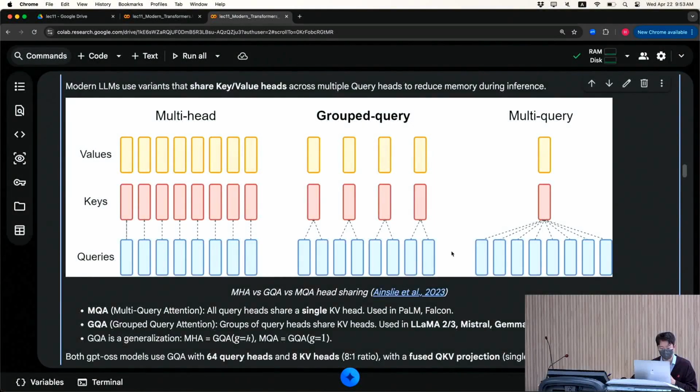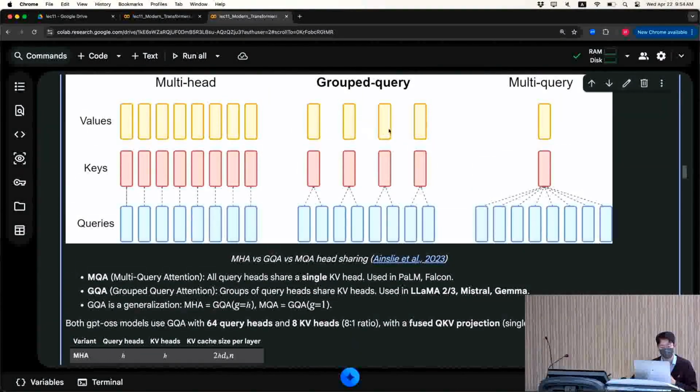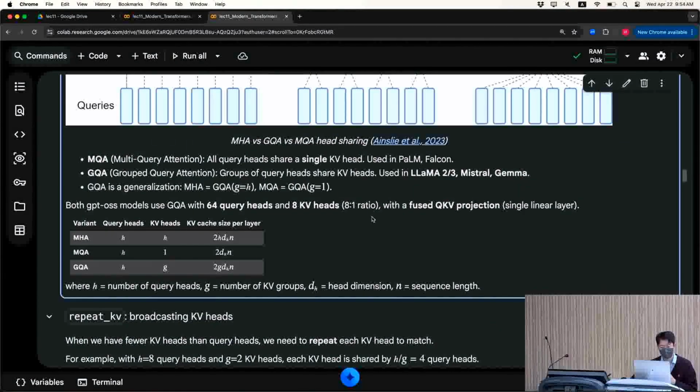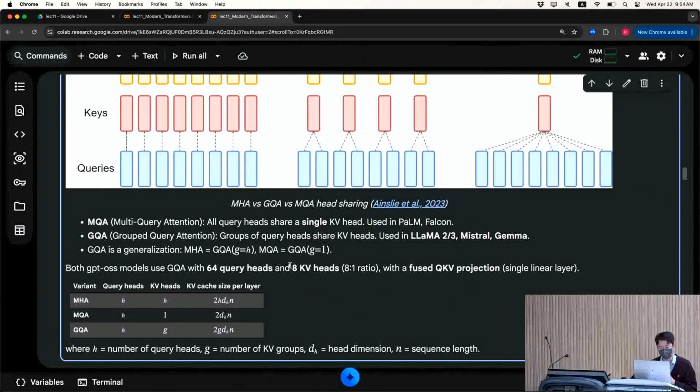And the extreme case, multi-query attention, we have H query heads and a single KV head. So the KV cache size is 2 times d_h times N. KV cache size meaning the yellow and pink boxes here. For grouped query attention, you multiply this by the ratio between query and KV heads. Here, in this example, G is equal to 8.